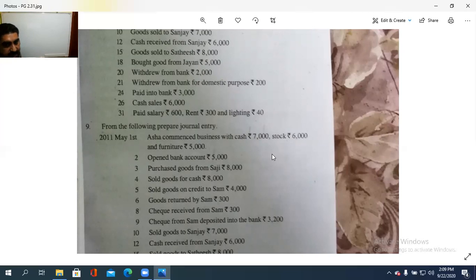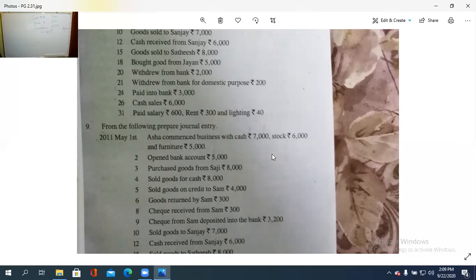Asha commenced business with cash 7,000, stock 6,000, and furniture 5,000. So how is it? Asha commenced business with cash. So cash account debit, how much? 7,000. Stock debit, it is 6,000. Then furniture, it is 5,000. To capital account, how much? 7 plus 6 plus 5, 11 plus 7, 18,000.